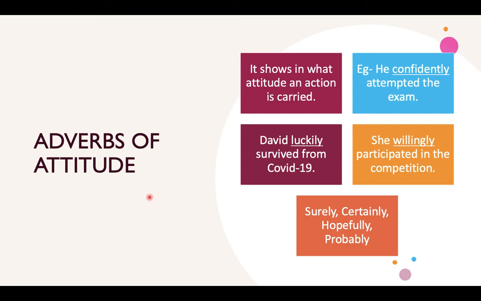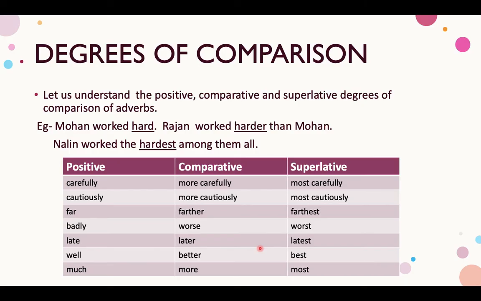Now adverb of attitude. It shows in what attitude an action is carried out. For example, he confidently attempted the exam. David luckily survived from COVID-19. She willingly participated in the competition. Children, all these words like confidently, luckily, willingly, surely, certainly, hopefully, probably show an attitude of an action. So all these are adverbs of attitude.